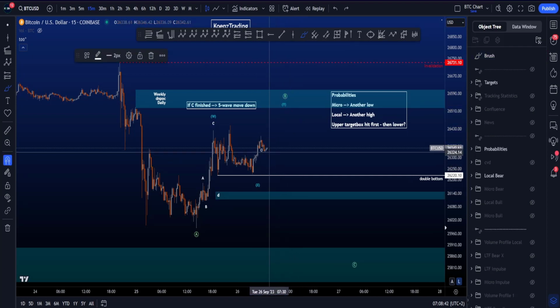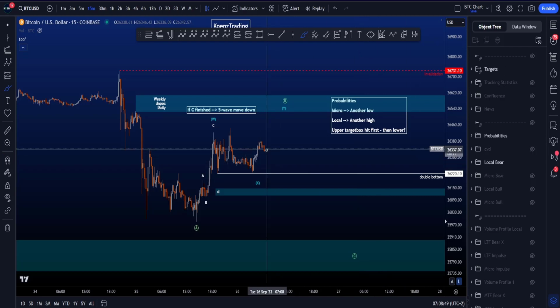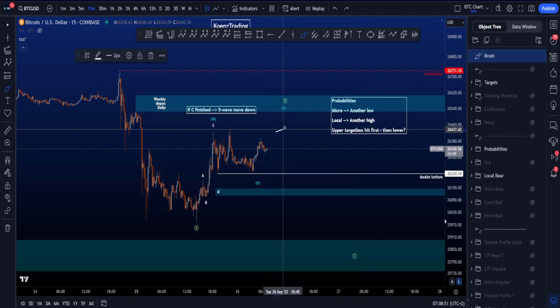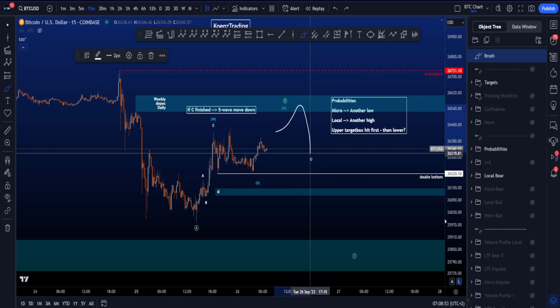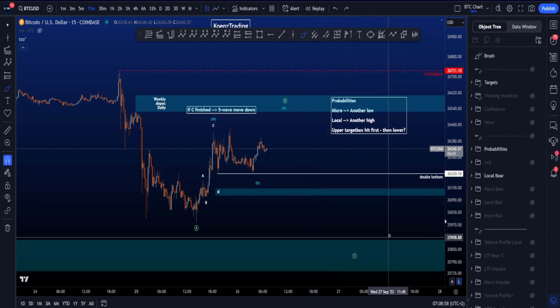Price can also just do this and not come down first, but instead just continue. We wait and see what price does, right? But the higher probability scenario at the moment is for price to at least move to the upside once more before then moving to the downside, making a new low, and then have a bigger bounce.